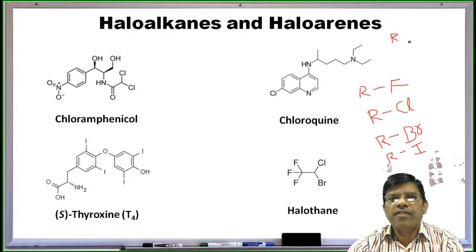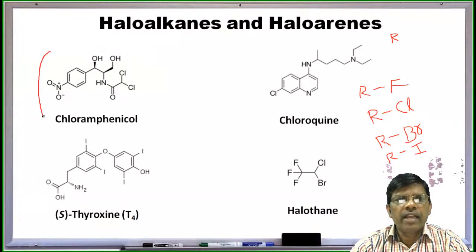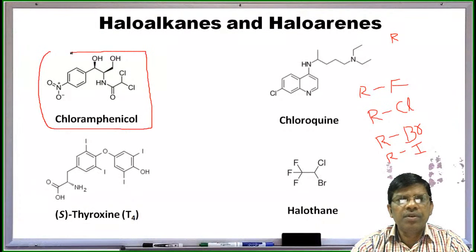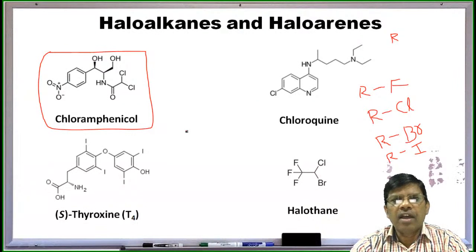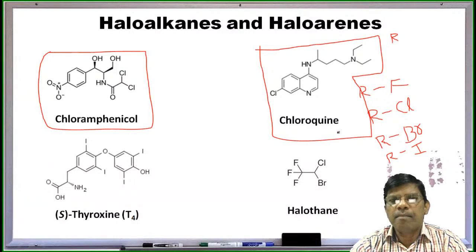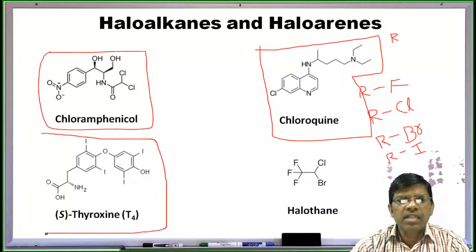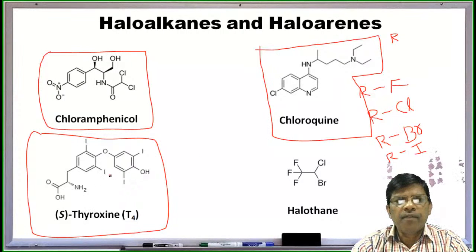These are very important organic compounds in organic synthesis and chemistry. For example, chloramphenicol is an antibiotic drug used for the treatment of typhoid disease. At the same time, chloroquine is a synthetic drug used for the treatment of malaria. And thyroxine is a hormone synthesized in the body with the help of iodine. Its deficiency causes goiter disease.